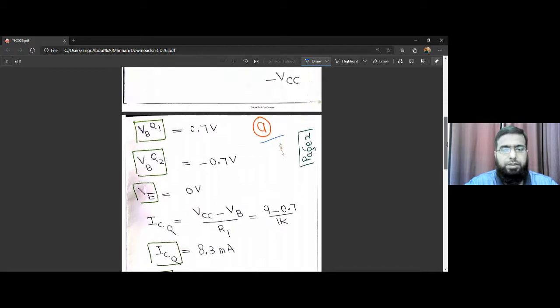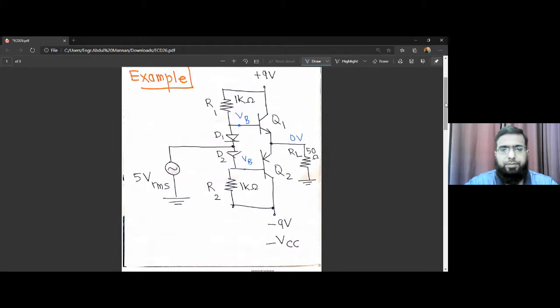ICQ is VCC minus VB over R1. We studied that. VCC minus this voltage VB divided by R1 is the ICQ. Since it is a current mirror, the current computed using this expression is the same current that flows through this and this transistor. In the PNP transistor, the current flows from emitter to collector. So these two currents are the same as this current.